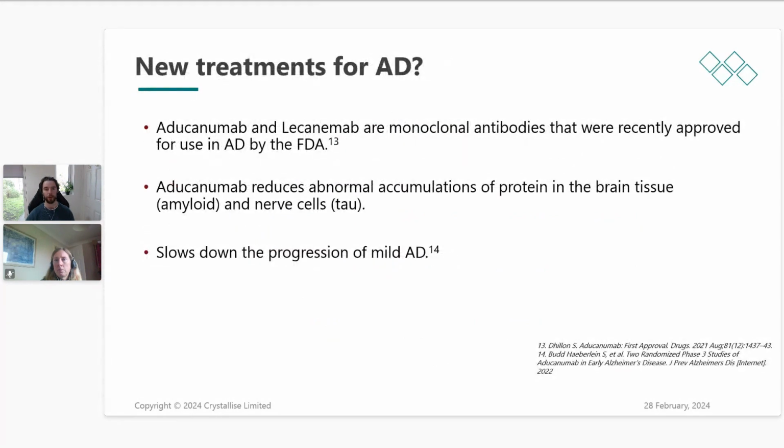But now we have a number of treatments for Alzheimer's disease. The first was aducanumab, followed by lecanemab, two treatments, or MABs, if you like, which are monoclonal antibodies. So these were recently approved by the FDA. Now, there was some controversy around aducanumab.